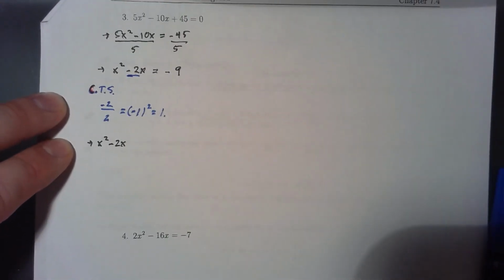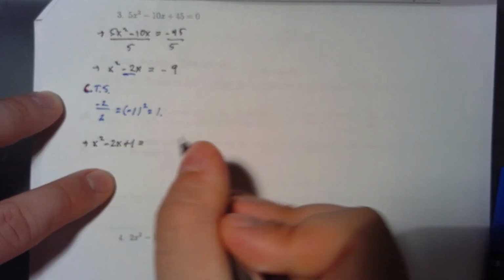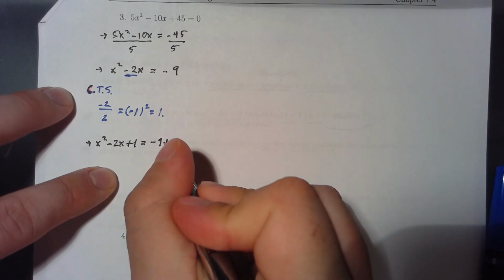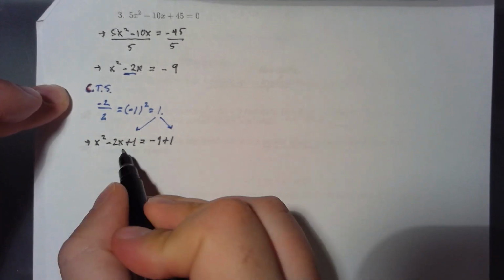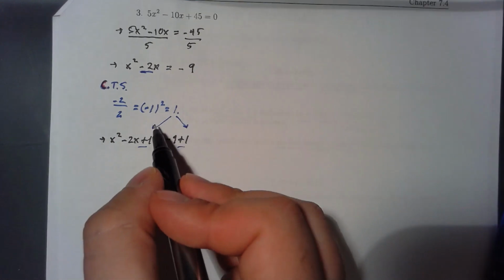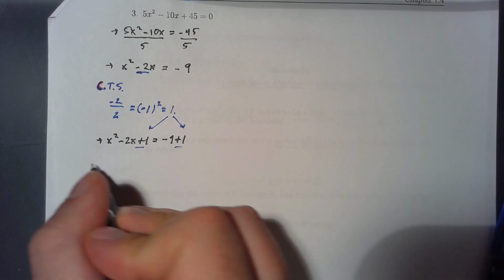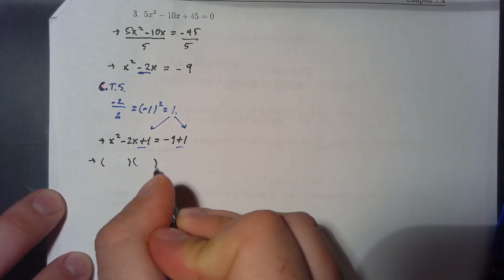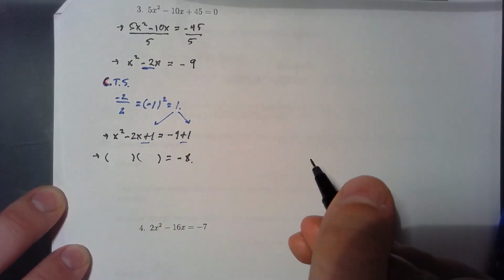So add 1. I don't know why my camera is being weird, but it is. Add 1 to this side, equals -9. Add 1 to that side. That just comes from this step right here. Alright, so remember, when you do completing the square, you get a perfect square quadratic here. This is now going to factor to two identical binomials. The right side simplifies to -9 plus 1 is -8.